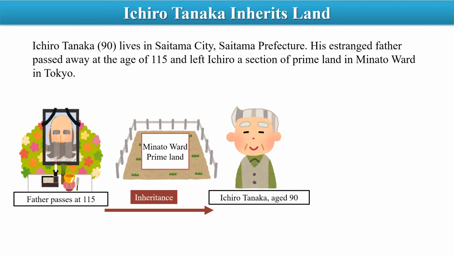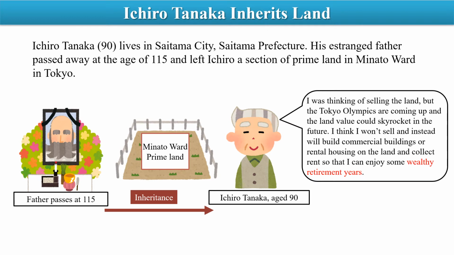Ichiro Tanaka, 90 years old, lives in Saitama City, Saitama Prefecture. His estranged father passed away at the age of 115 and left Ichiro a section of prime land, an empty lot, in Minato Ward in Tokyo. In today's case, Ichiro is a 90-year-old elderly man, but it is entirely possible that young people such as yourself may suddenly someday find yourself in the same position as Ichiro, so try to imagine yourself in his position as we discuss this situation today.